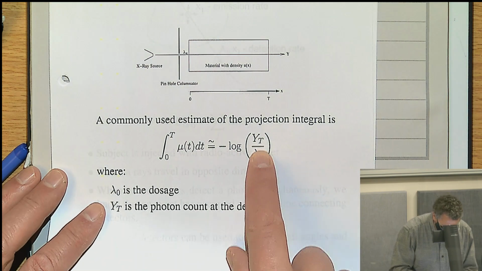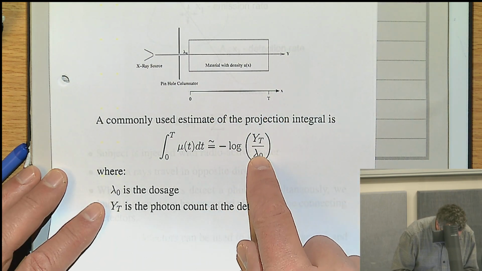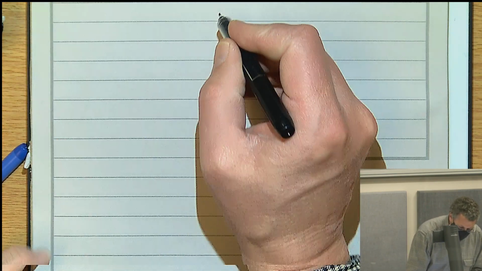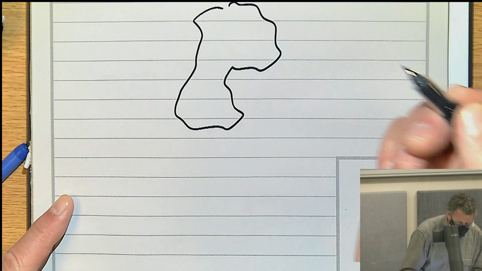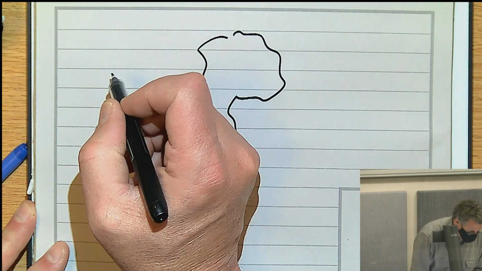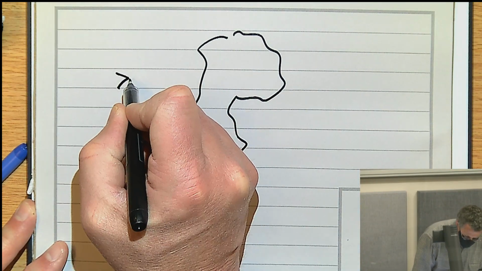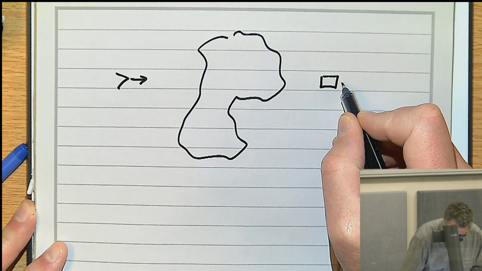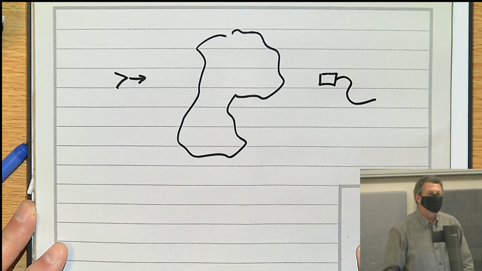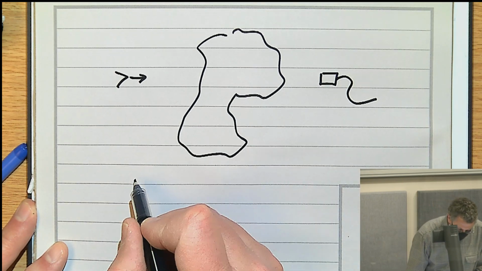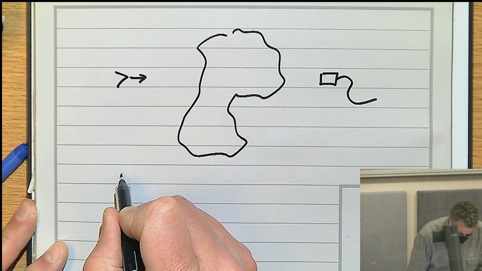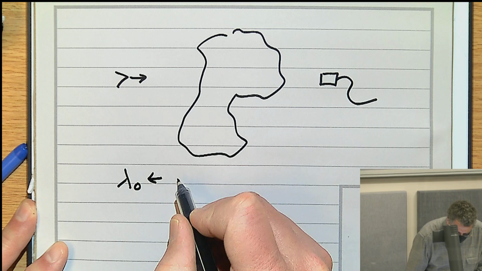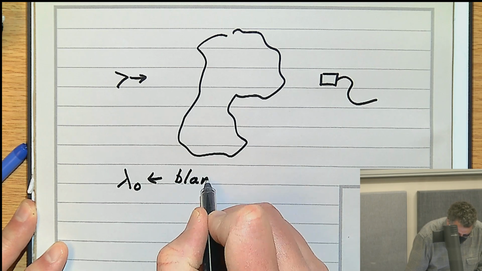So YT is the actual measurement, photon measurement at the detector. So you have some sample. Okay, that's your sample. You have some X-ray source. I'll draw this as the X-ray source, right? And then you have a detector. Okay. What you do is you first measure. You measure. I call it like lambda 0. This is called the blank scan sometimes.